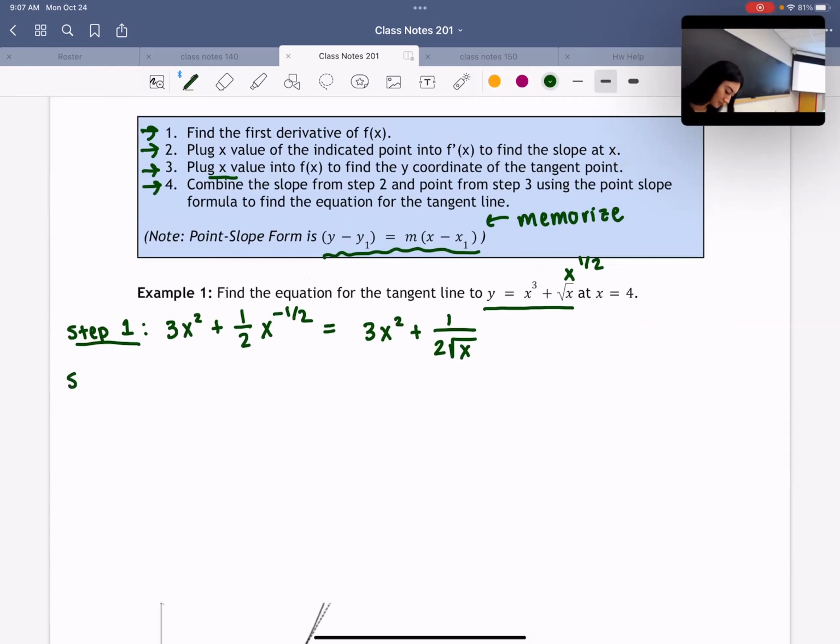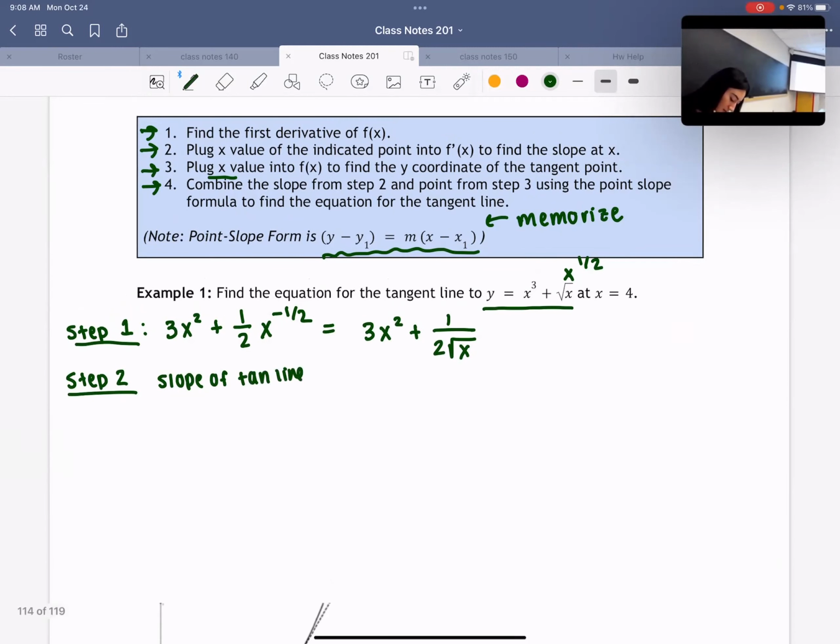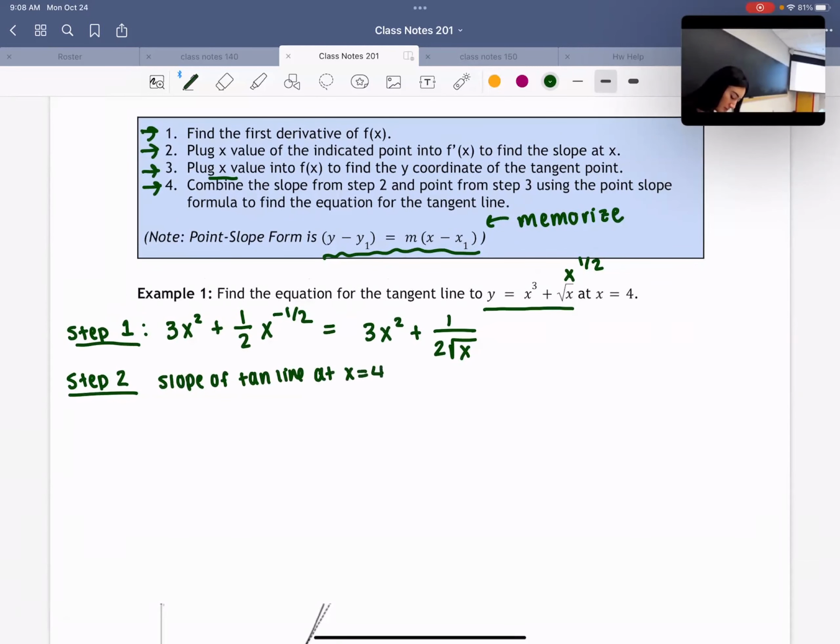Step 2. Step 2 says plug the x value of the indicated point into f prime of x to find the slope at x. So I want to find the slope of the tangent line at x equals 4. Essentially what I'm doing is plugging 4 into the derivative. So 3 times 4 squared plus 1 over 2 square root of 4. Plugging it into f prime.